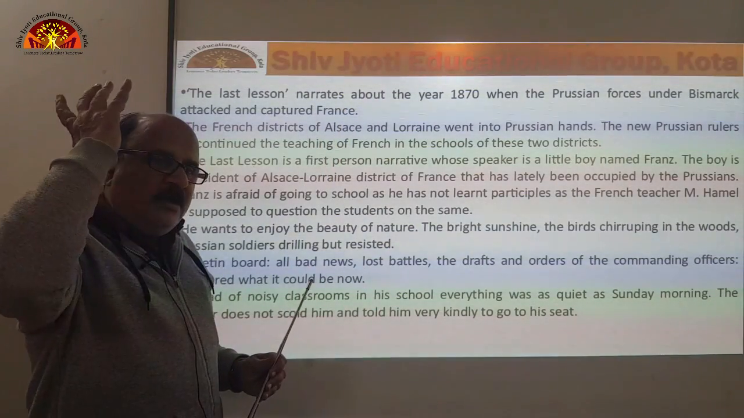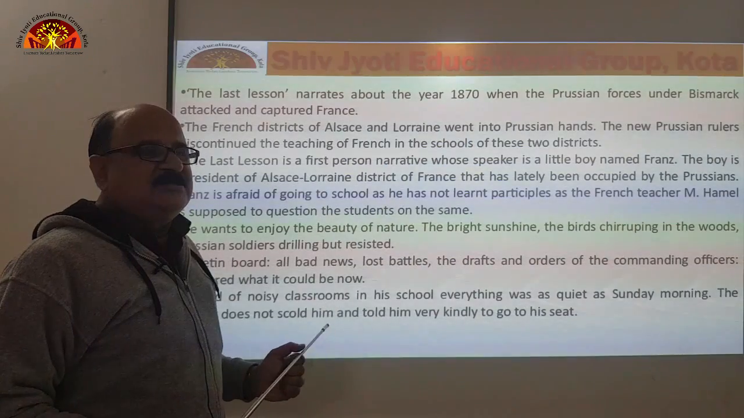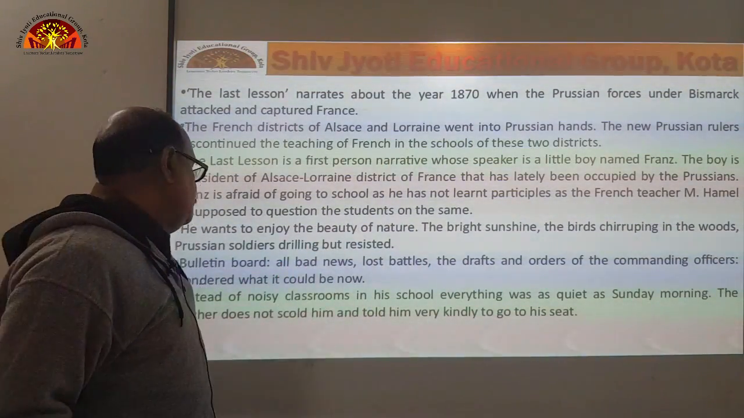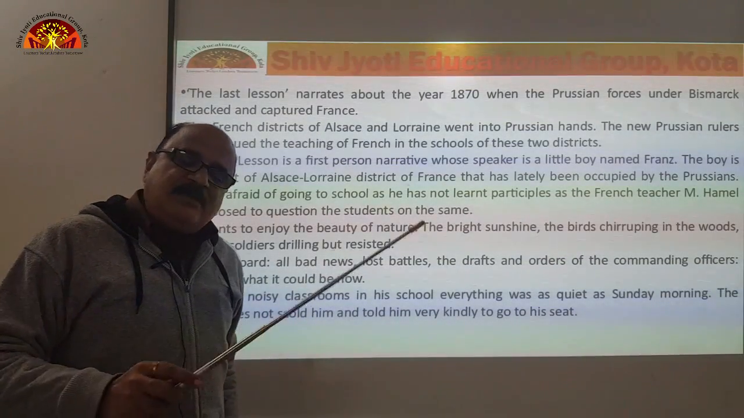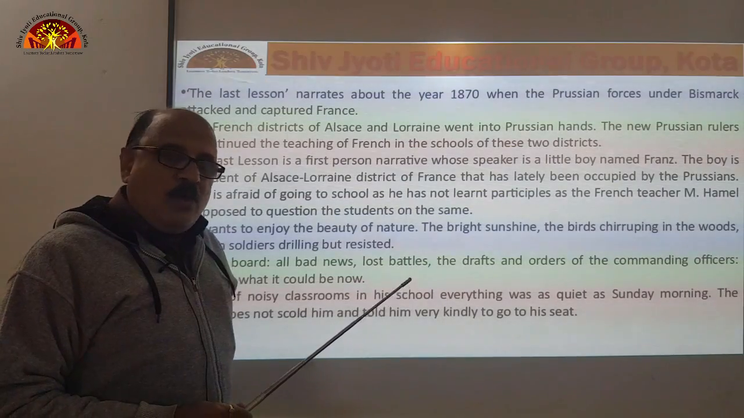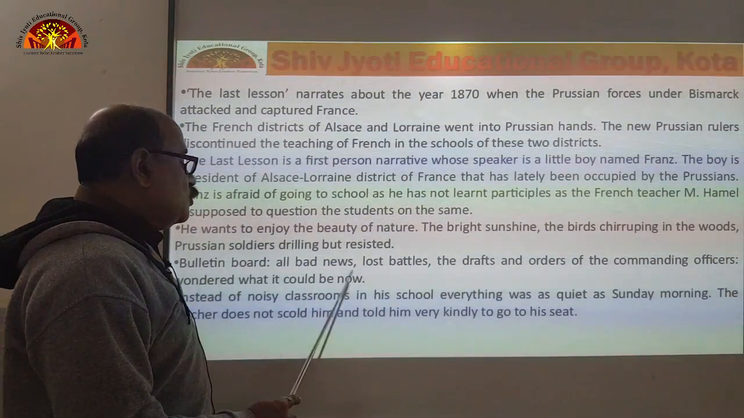From behind, one of the blacksmiths warns him, advises him not to run so blindly lest he should fall down, and assures him not to worry, don't run so fast, you would be at school well on time. So, wondered what it could be now.